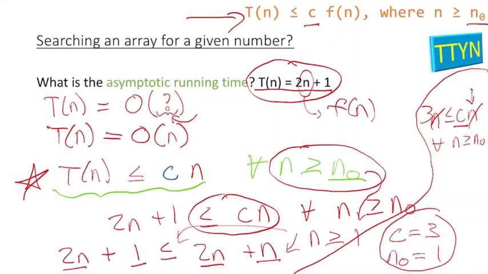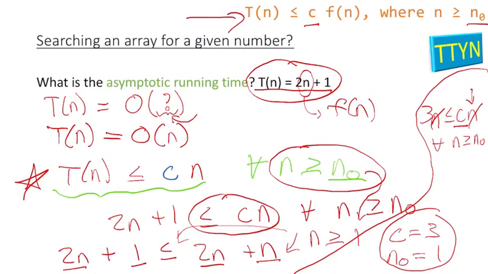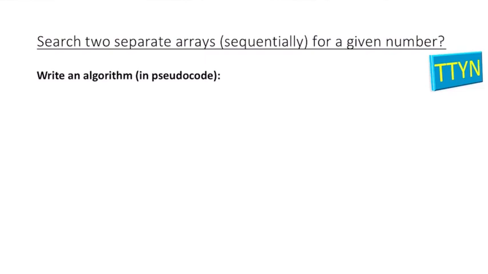Alright, so that's one example. We wrote an algorithm for searching an array for a given number. We looked at the total running time, and then we looked at proving that the total running time was big O of n. Let's do the same thing for another example here.